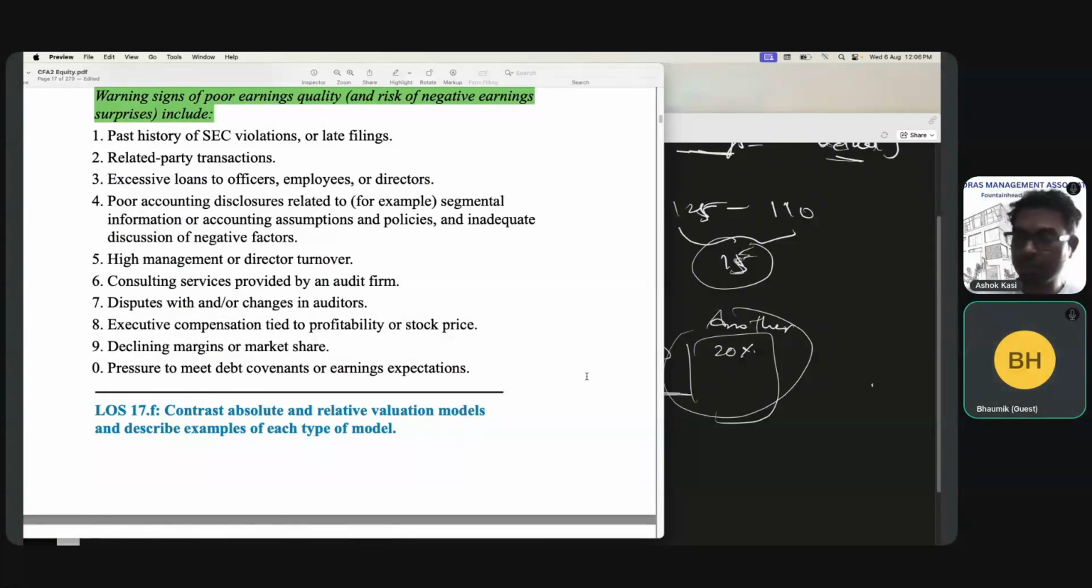What is consulting service provided by audit firms? Why is it a warning sign?